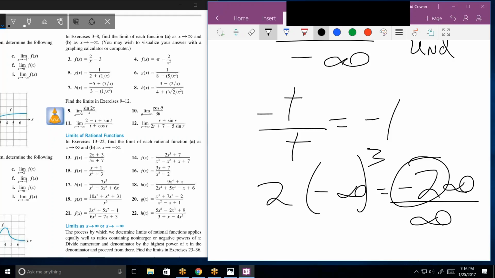Yeah, because the minus signs are going to cancel out. So it still goes to 2. You don't have answers for 12, so we can't check that, but I'm pretty sure it's got to be 1/2. 13 we did. 14 we did. 15. What's 15 go to as we go to infinity?